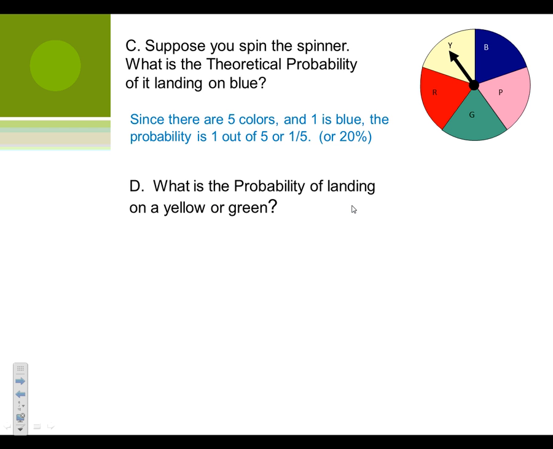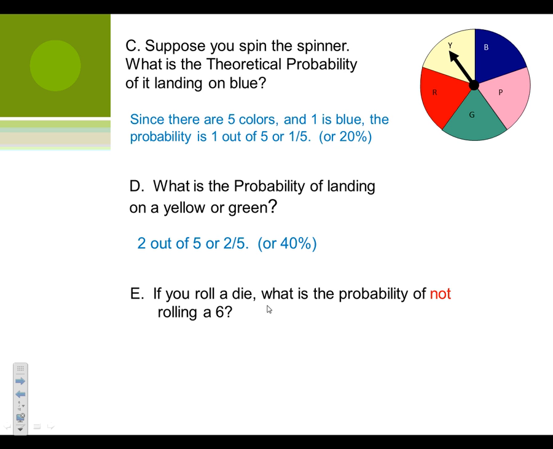Okay, another example. What's the probability of landing on yellow or green? So you look at the spinner. How many sections are yellow or green? There are 2 of those out of a total of 5, so it would be 2 out of 5 or 40%.